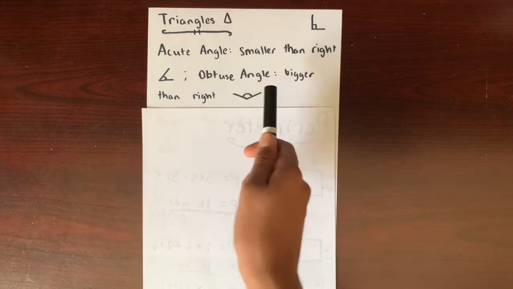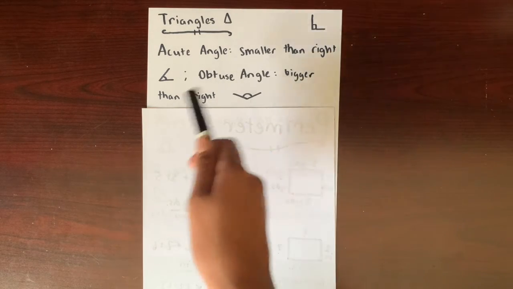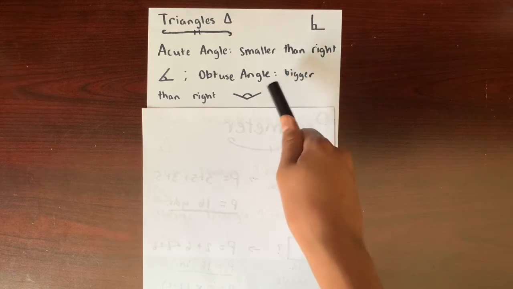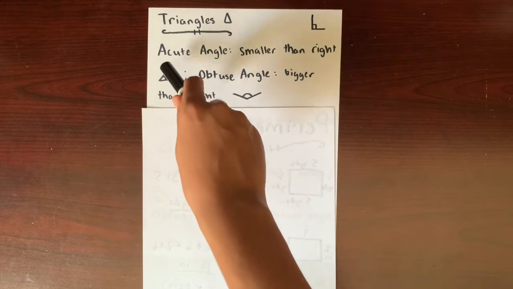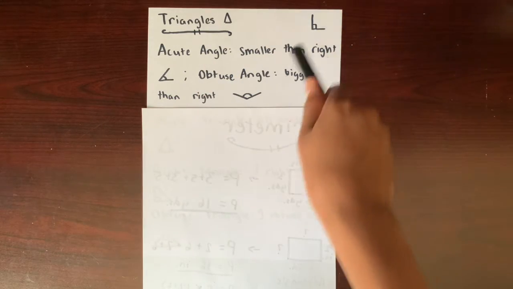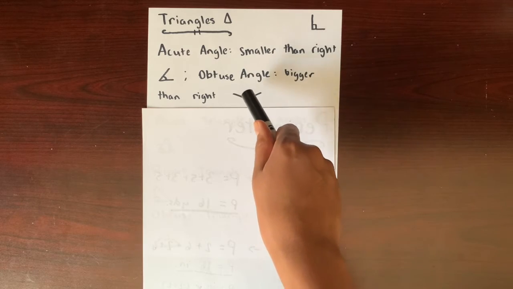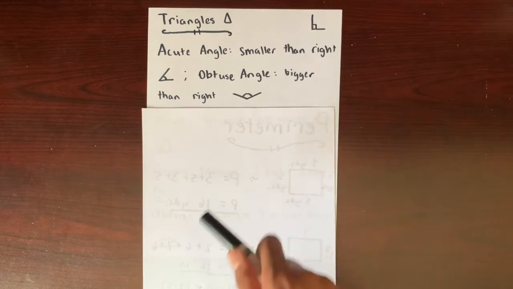An obtuse angle, on the other hand, is an angle that's bigger than a right angle. So these two sides are much further apart than in this case, or in this case. So that makes this an obtuse angle because it's bigger than that 90-degree angle.